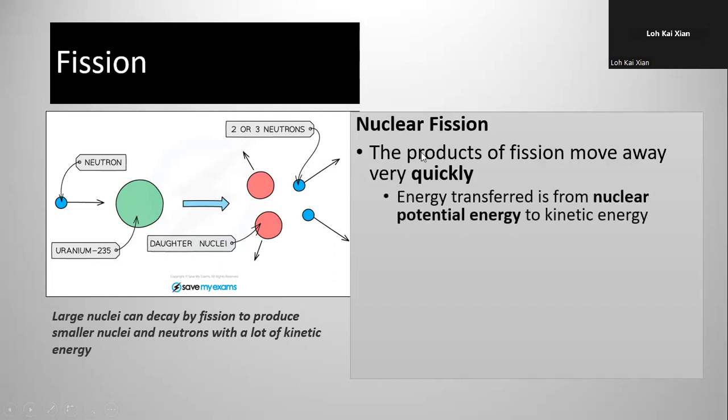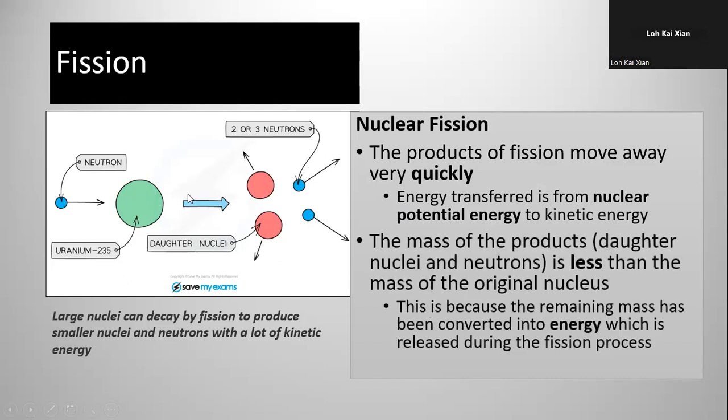In nuclear fission, the products of fission move away quickly, right? Because they have energy, kinetic energy, they move away. The energy is transferred from nuclear potential energy, which has a lot of energy inside, and as the products move away, it becomes kinetic energy. So nuclear potential energy is converted into kinetic energy.